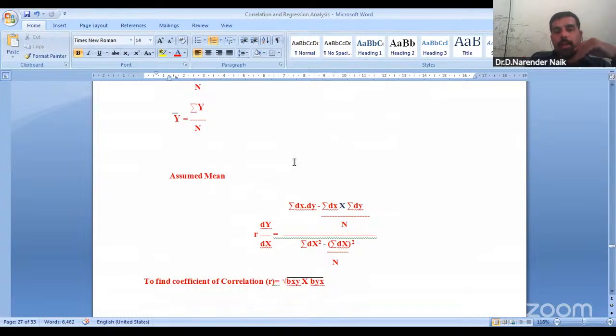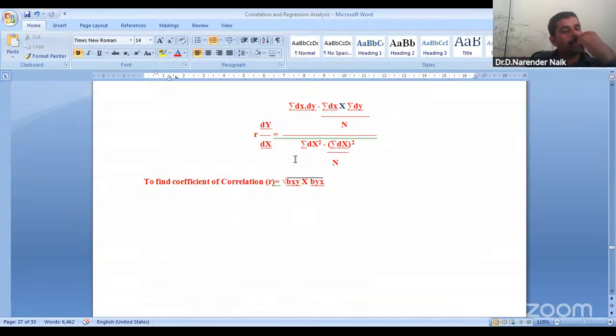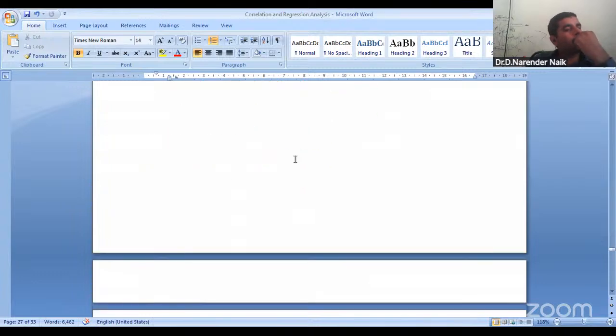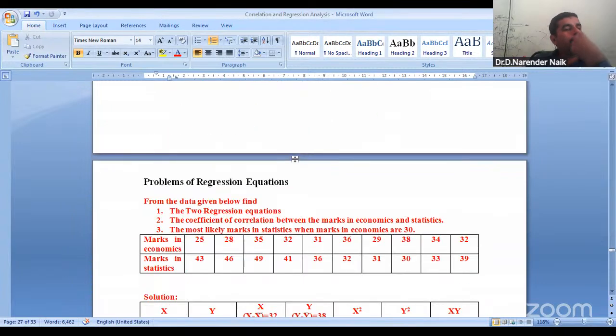r into standard deviation dy divided by dx is equal to sigma dx into dy minus sigma dx into sigma dy by n, divided by sigma dx square minus sigma dx whole square by n. Okay, this is the assumed mean. So to find the coefficient of correlation, r is equal to under root bxy into byx. Okay, so we see the problem.